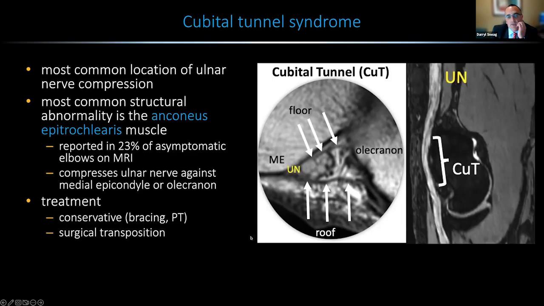Just want to go over the anatomy briefly. So we talk about the roof and the floor of the cubital tunnel. The roof of the cubital tunnel is also called Osborne's ligament. And then the floor of the cubital tunnel here is the posterior bundle of the ulnar collateral ligament. Here's the ulnar nerve within the cubital tunnel, in a longitudinal curved MPR, multiplanar formatted image.